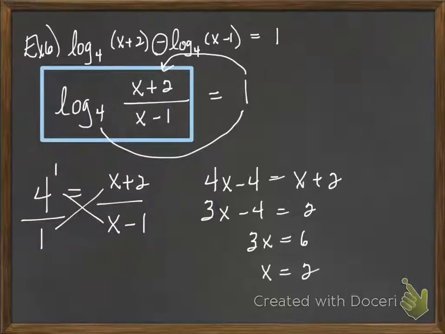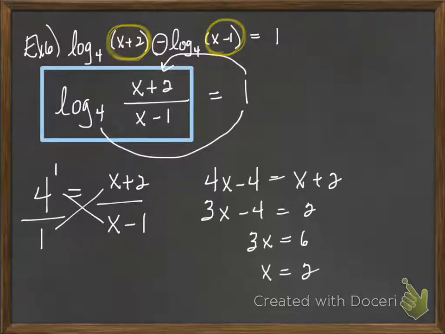Then we have to be sure to reject any value of x that is not in the domain of the original expression. Alright, so let's go back up here. In this problem we have two logs. So x plus 2 has to be greater than 0 and x minus 1 also has to be greater than 0. So let's check it out mentally.